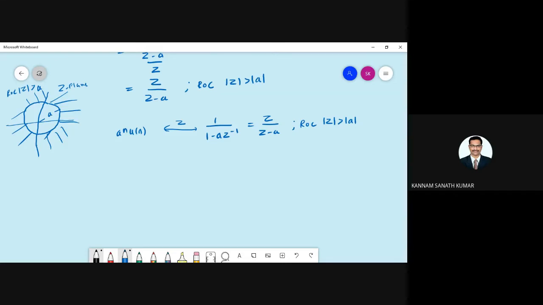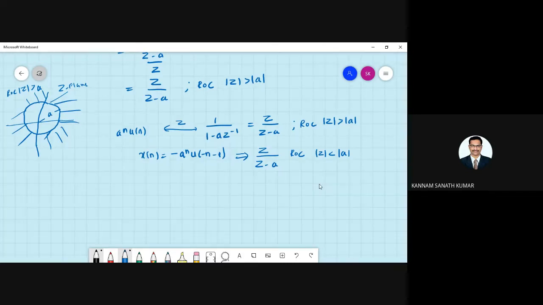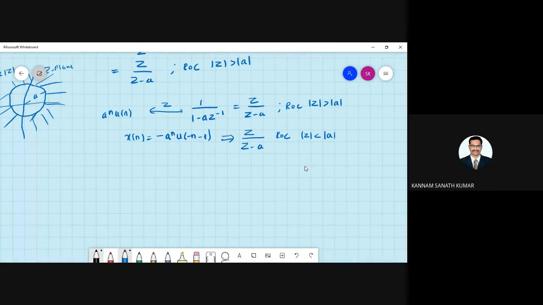Similarly, let us consider one more function, x of n equal to minus a power n u of minus n minus 1. For this you will get the same Z transform, z by z minus a. The ROC will change: the ROC is mod z less than mod a, for a negative sided sequence.